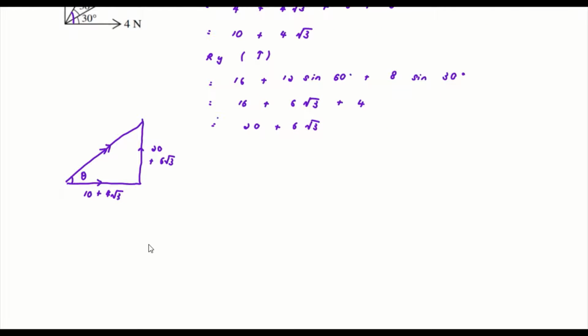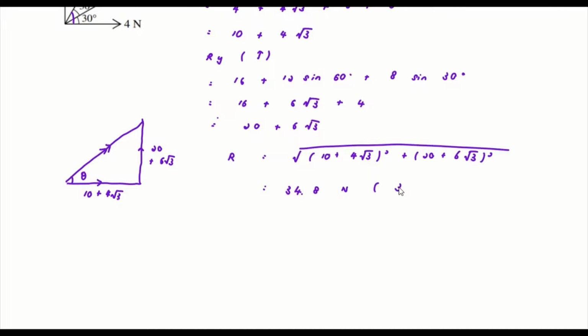Okay, so let's try to find the resultant first by using Pythagoras theorem. So R will be equal to the square root. So we can just put in the value. So (10 plus 4 square root 3) squared plus (20 plus 6 square root 3) squared. Okay, so just by using our calculator, you'll be able to get 34.8 Newton, 3 SF.